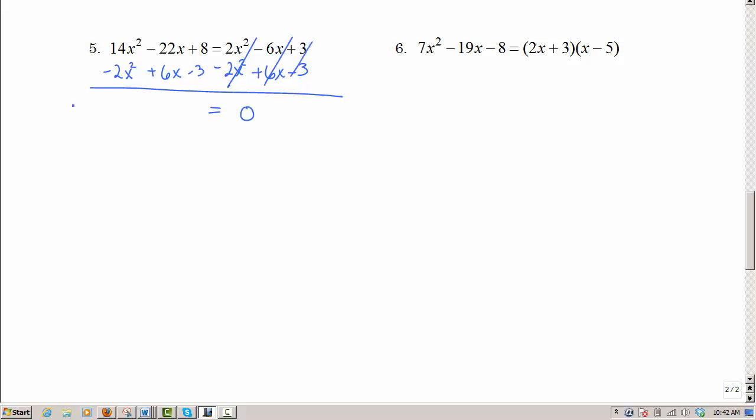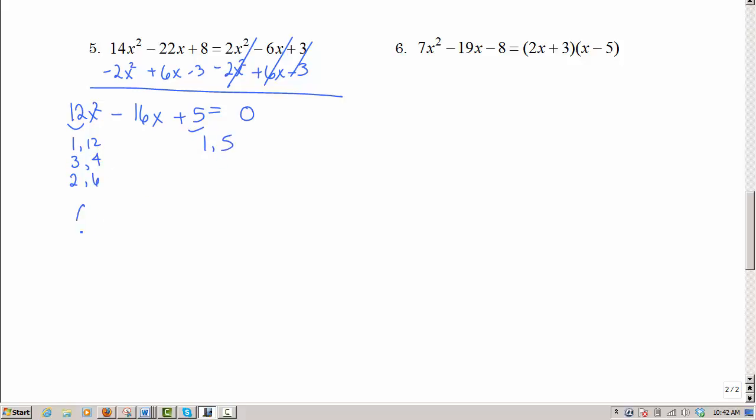That's what I want. And I have 12x squared minus 16x plus 5. Checking my arithmetic, I think I got that right. Now I have to factor it. It's a trinomial, not a leading coefficient of 1. So I'm going to write down my factors of 12, write down my factors of 5.